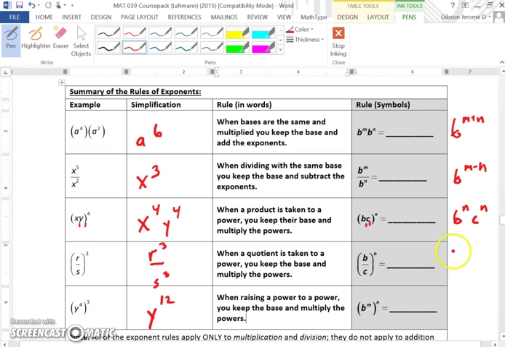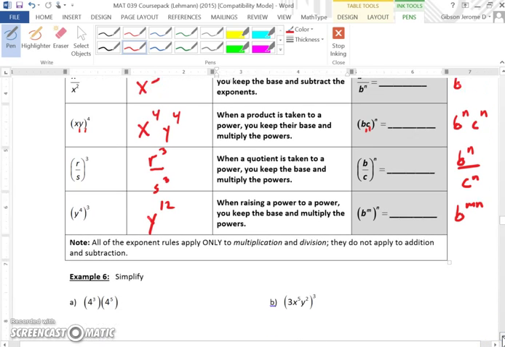Here, both of these are to the first power. So this will end up being b to the n over c to the n. Then finally here at the bottom, b to the m times n. We have a power to a power. We keep that base, and we multiply the exponents.